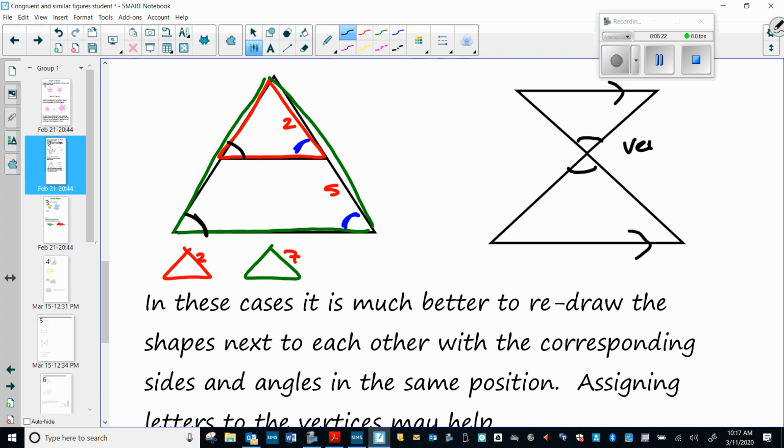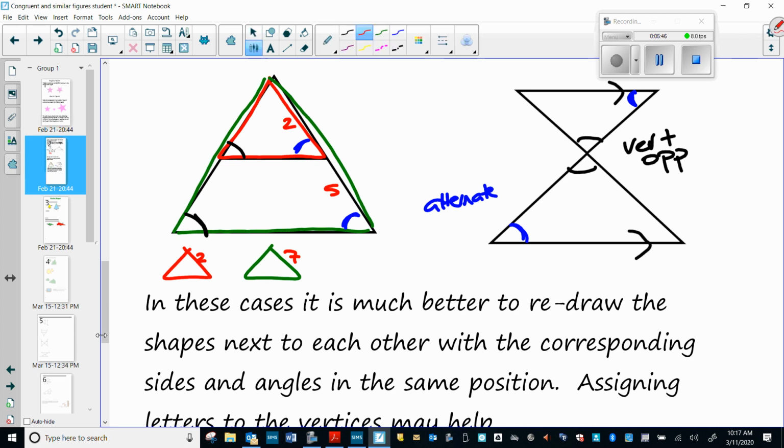Vertically opposite, yes, vertically opposite. So they must be the same as each other, yes? They've told us that these two lines are parallel to each other. So, go back to your first thought, Emma, what was it? These angles here would be alternate, yes? So the blue ones will be alternate, and that means they are the same.